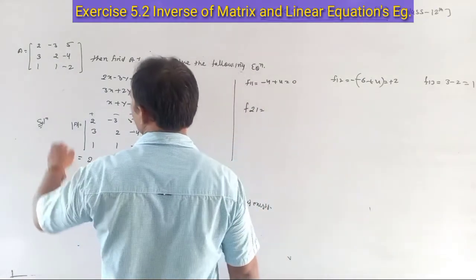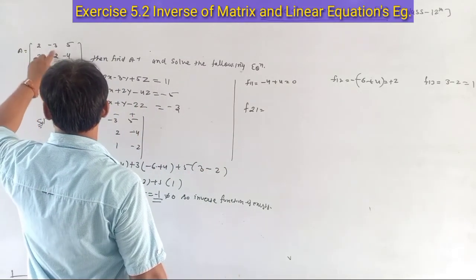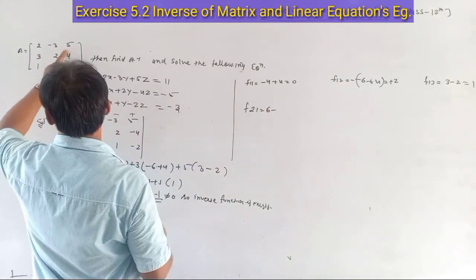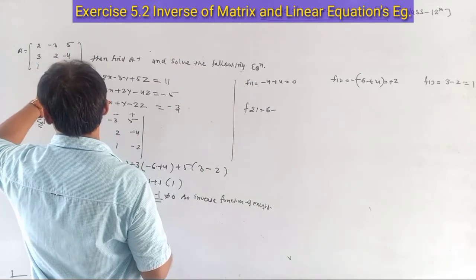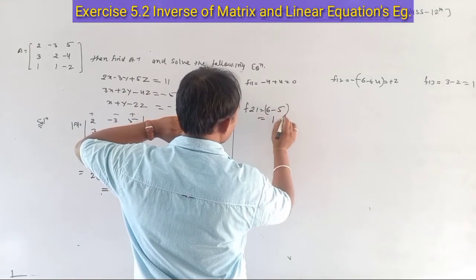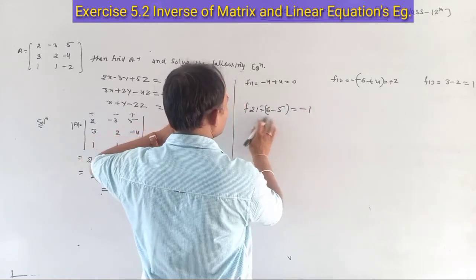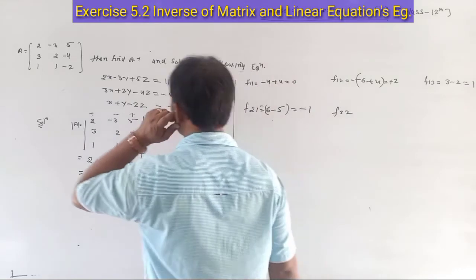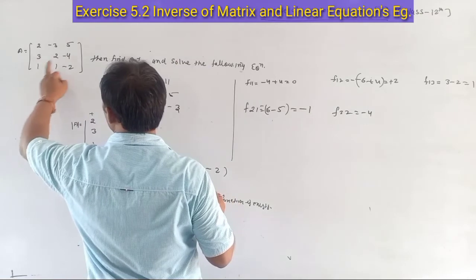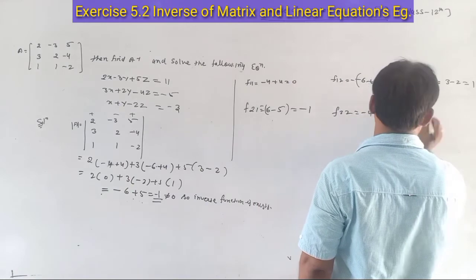F21 means we have to find this value, so it is 6 minus 5, so it is 1, but we have to use a negative sign before it, so it is minus 1. That is F21. Now F22 means minus 4 and minus 5, so it is minus 9.